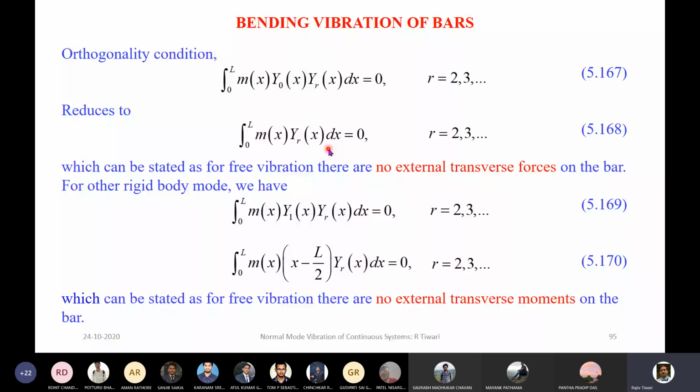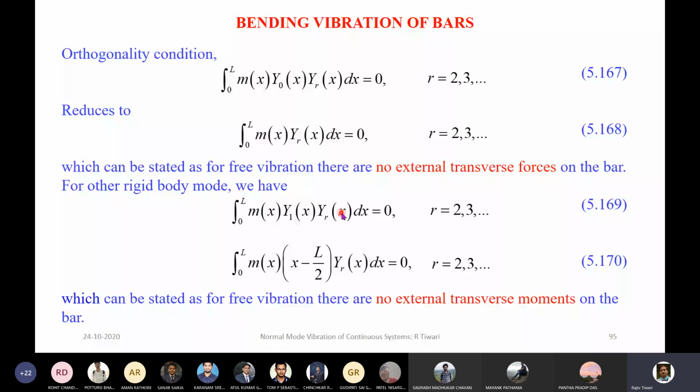Now this equation indicates something like inertia force equal to 0, because we don't have any external force on the system; there is no external force for free vibration.